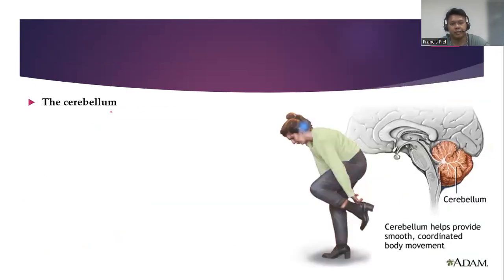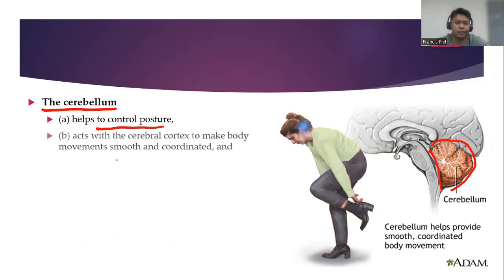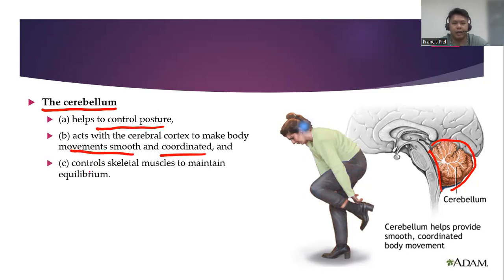Now, the cerebellum is the part of the brain at the back. It helps control posture, acts with the cerebral cortex to make body movement smooth and coordinated, and controls skeletal muscle to maintain equilibrium. That is the job of our cerebellum: balance and coordinated movement.